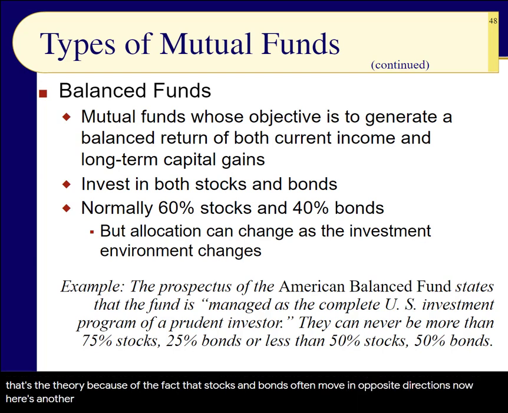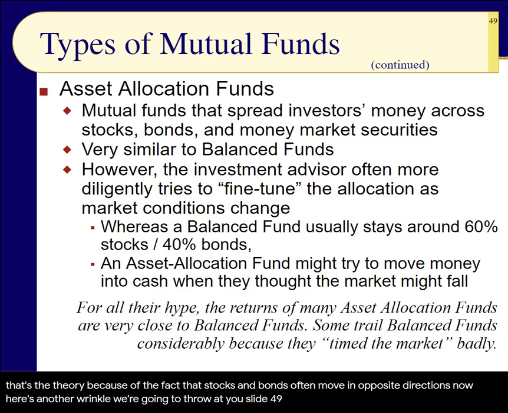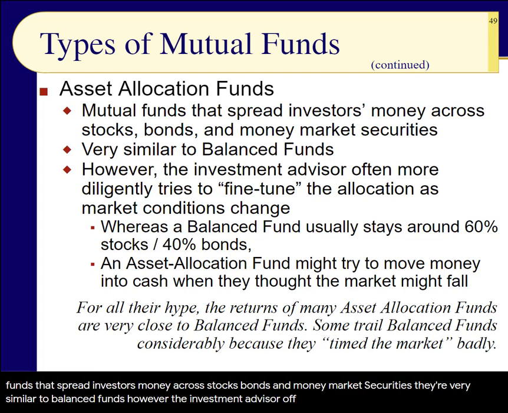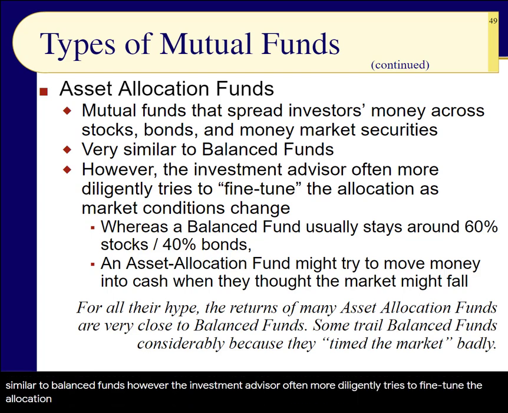Now, here's another wrinkle we're going to throw at you. Slide 49. Asset allocation funds. These are mutual funds that spread investors' money across stocks, bonds, and money market securities. They're very similar to balanced funds. However, the investment advisor often more diligently tries to fine-tune the allocation as market conditions change, whereas the balanced fund will usually stay 60-40, 50-50.